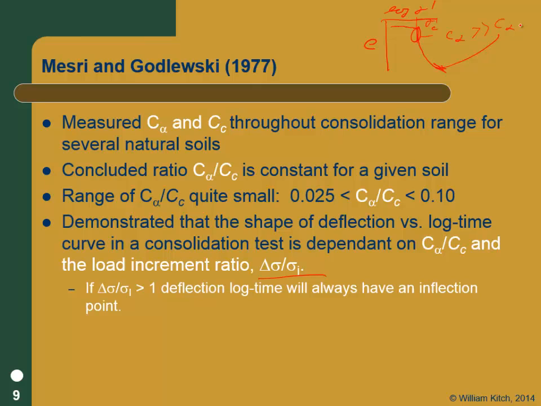And you'll see, in fact, Holtz and Kovacs talk about that, that if you use different load increment ratios, you get different e-log p curves. And if you believe Mesri, he'll explain why that happens. Part of the problem is sometimes you don't see an inflection point in your curve, like you guys saw in some of the data, where there's no inflection point in the curve. You can show mathematically that if you have a load increment ratio of 1 or greater, you always have to have an inflection point.